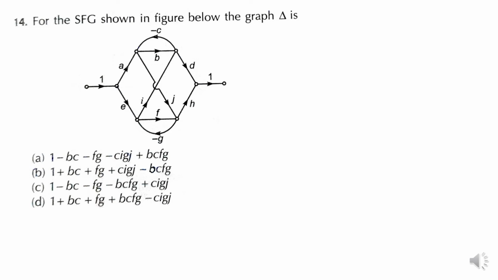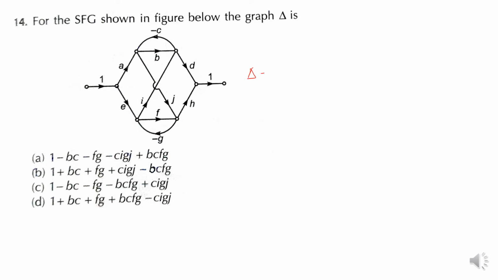And next, for the SFG shown in figure below, the graph delta is. So first of all, I am going to find out the individual loops. So here BC is the one loop and FG is the next loop. Then next loop is CIGJ. BC, then FG. These are the non-touching loops.